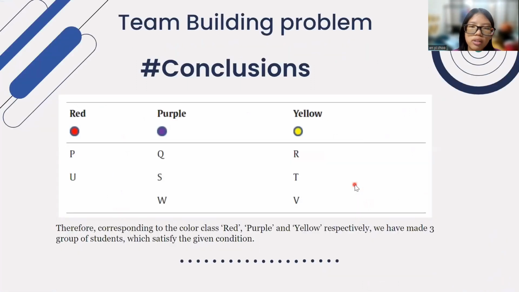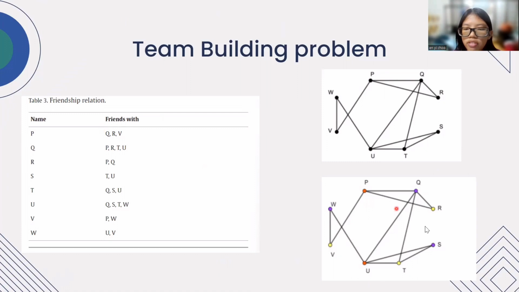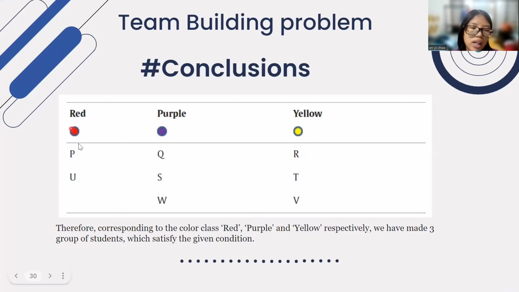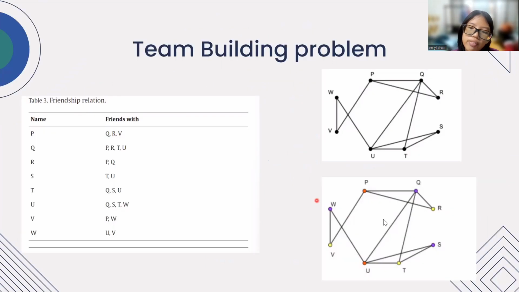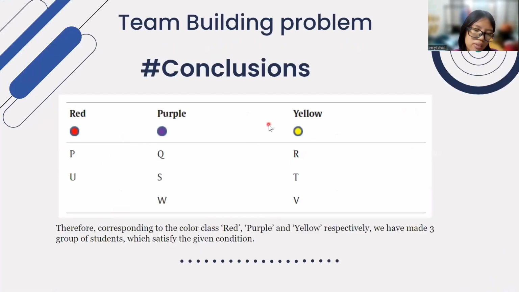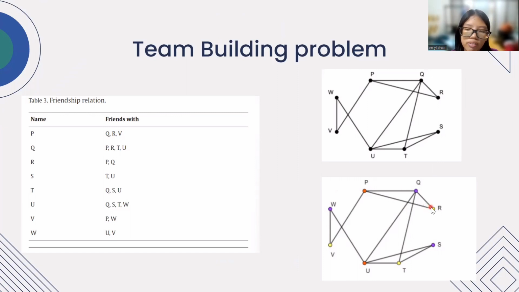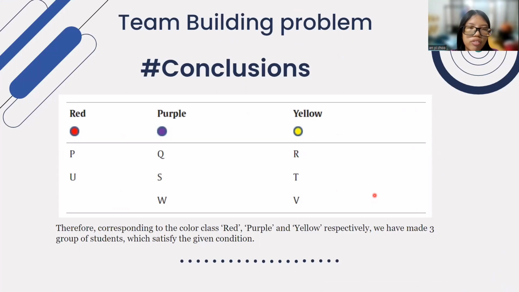After that, we categorize it into 3 groups, because we have used only 3 colors. In these 3 groups, the red color has P and U, which do not intersect with one another. The purple color has Q, S, and V, which also have the same color and do not intersect with one another. And lastly, the yellow color has R, T, and V, which have the same color and do not intersect with one another. You can notice that within each color, they do not intersect with one another. That's why we have different colors. So that's all for the applications of graph coloring.